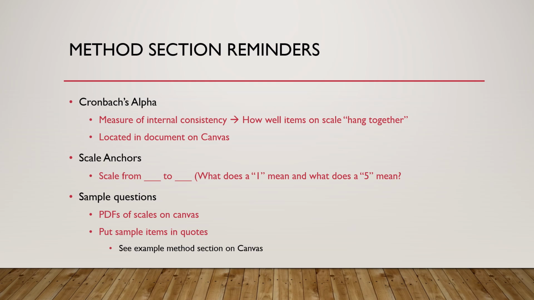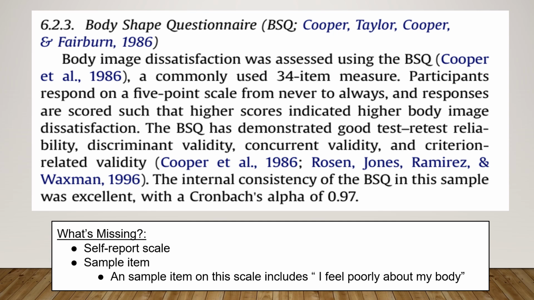Make sure you put at least one sample item in quotes in your method section. I know I've said don't use quotes, but this is the one time where you do use quotes. So make sure to look over that example method section on Canvas, and you can see how it's done. An example that we looked at last week was this body shape questionnaire description.